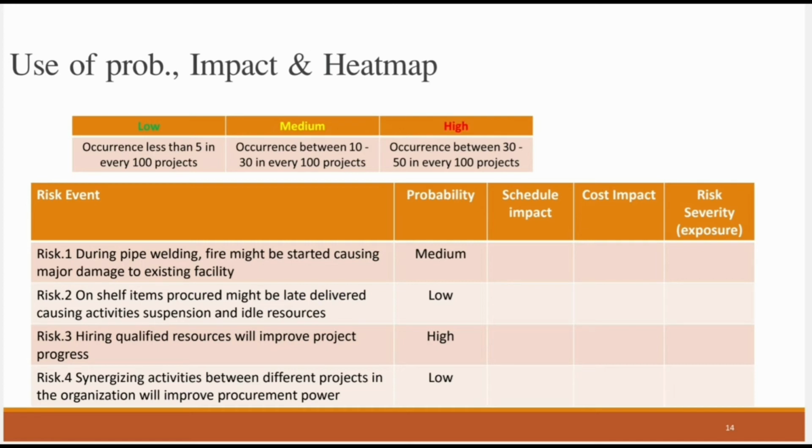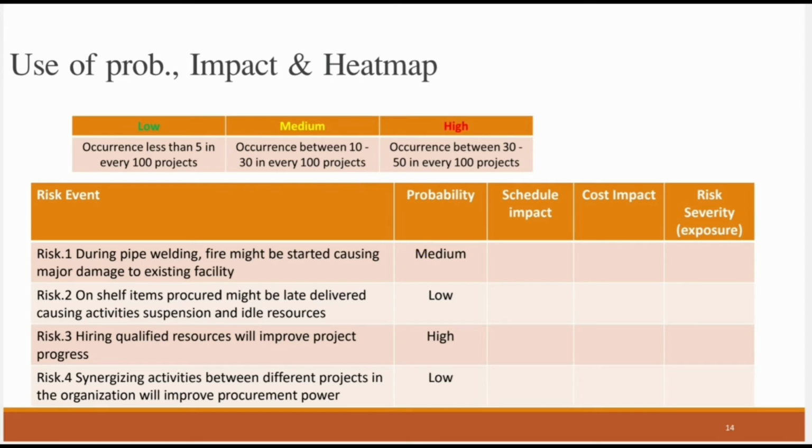Is it occurring less than 5 times in every 100 projects? No. Is it happening 30 to 50 times in every 100 projects? No. Is it occurring between 10 to 30 times within 100 projects? Yes. I believe this is going to be a medium probability for the project. What about risk number 2?